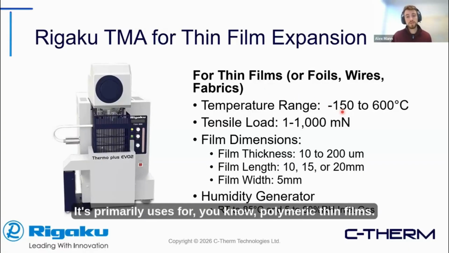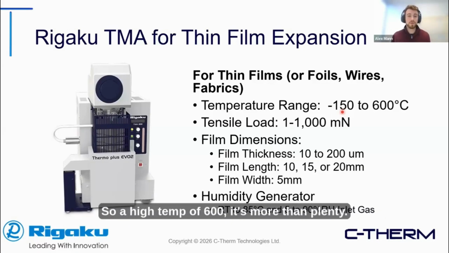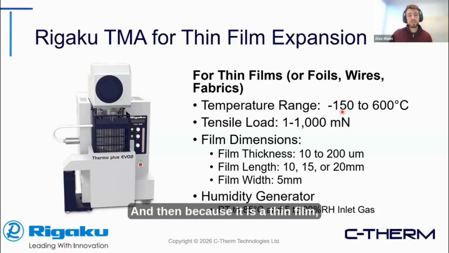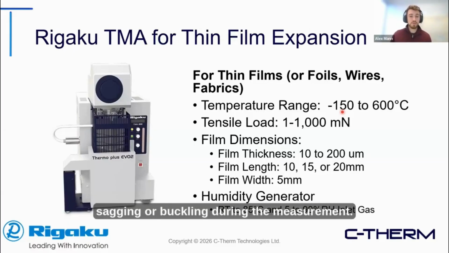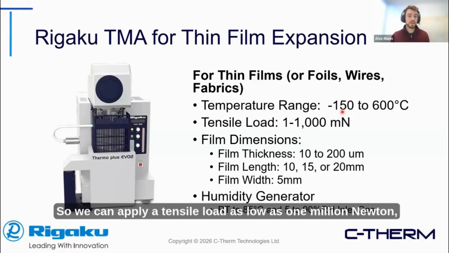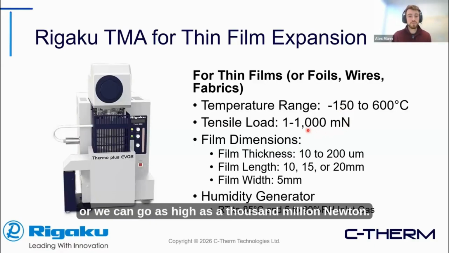Its primary use is for polymeric thin films, so a high temperature of 600 is more than plenty. Because it is a thin film, we need to apply a little bit of a load to keep it from sagging or buckling during the measurement. We can apply a tensile load as low as 1 millinewton, or as high as 1,000 millinewton. And lastly, for the film dimension, as I mentioned, anywhere between 10 to 200 micron is good. After that, we'll have to switch to regular TMA.